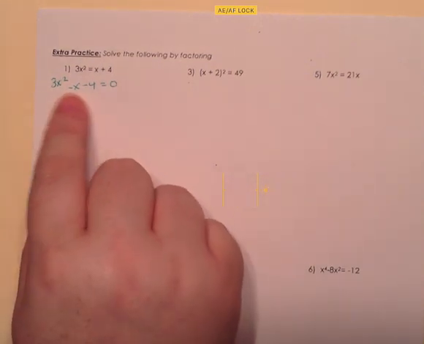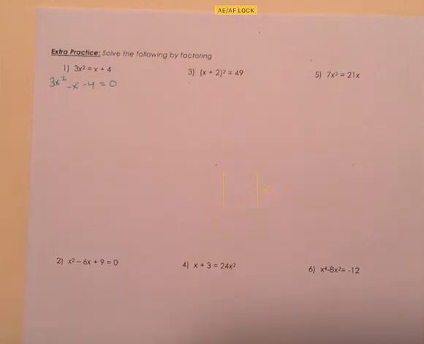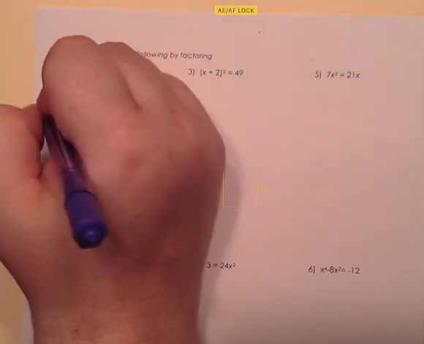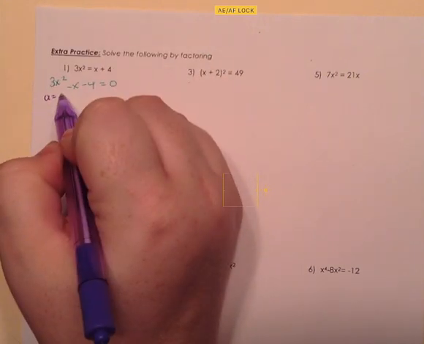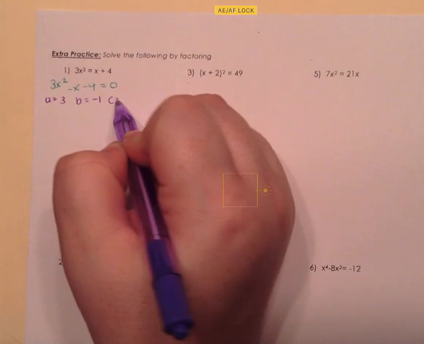Now we'll look at how many terms we have. We still have 3 terms in our problem, so we're going to use MAC AB, or the AC method. Our A value is equal to positive 3. Our B value is equal to negative 1. And our C value is equal to negative 4.